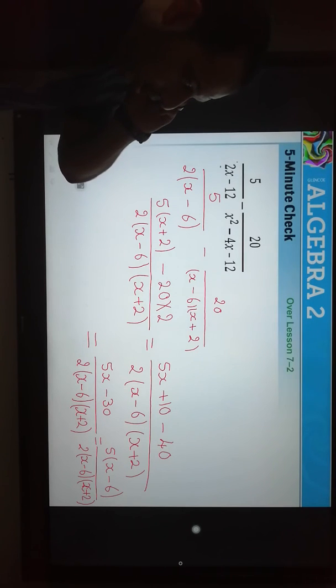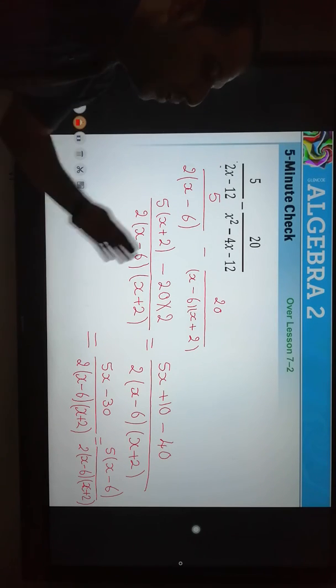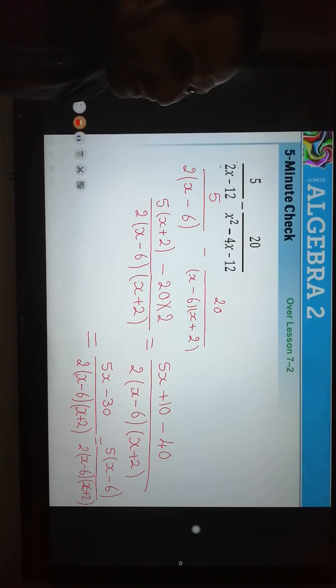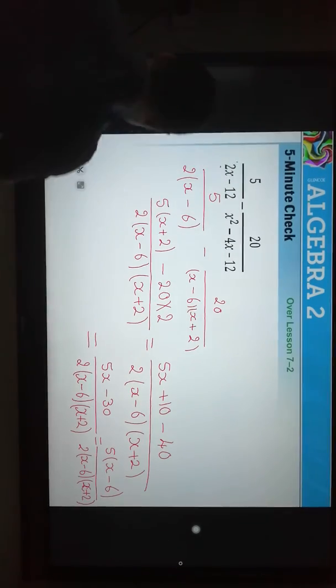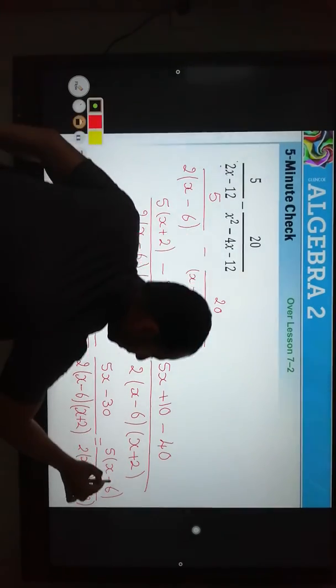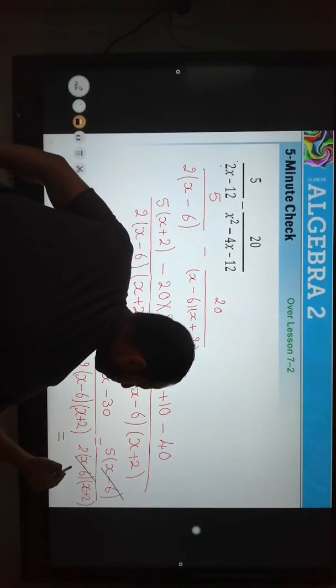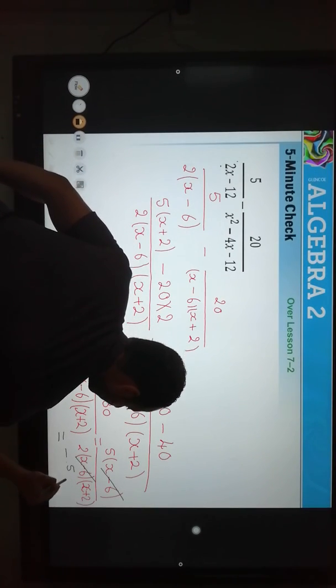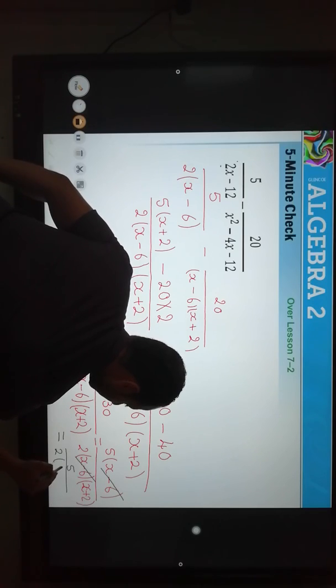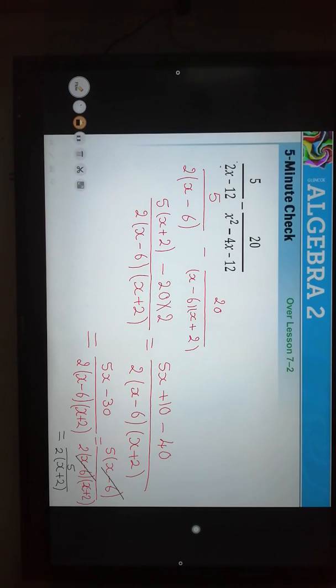Yes, we must complete. It's not optional, Khalid. So we can cancel this by this. So the simplest form becomes, up 5, down you have 2 multiplied by x plus 2. This is the simplest form. So you must complete to the last step to get the simplest form.